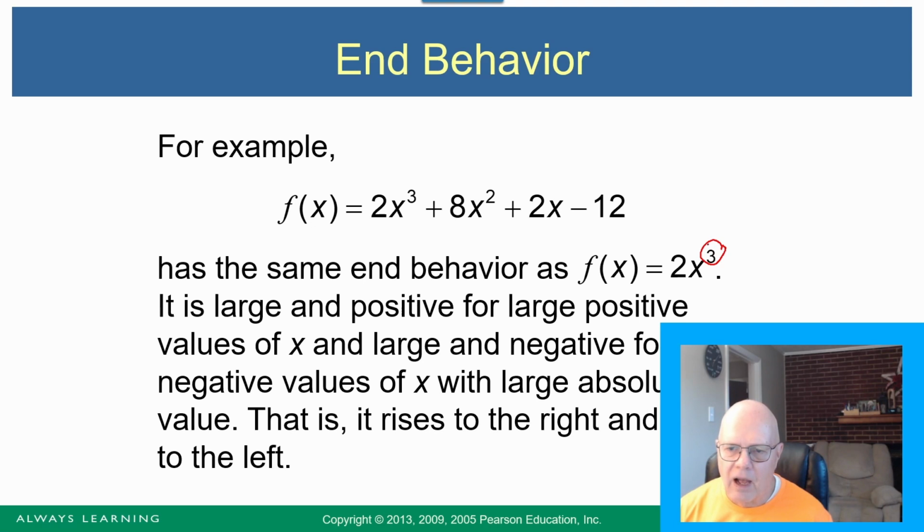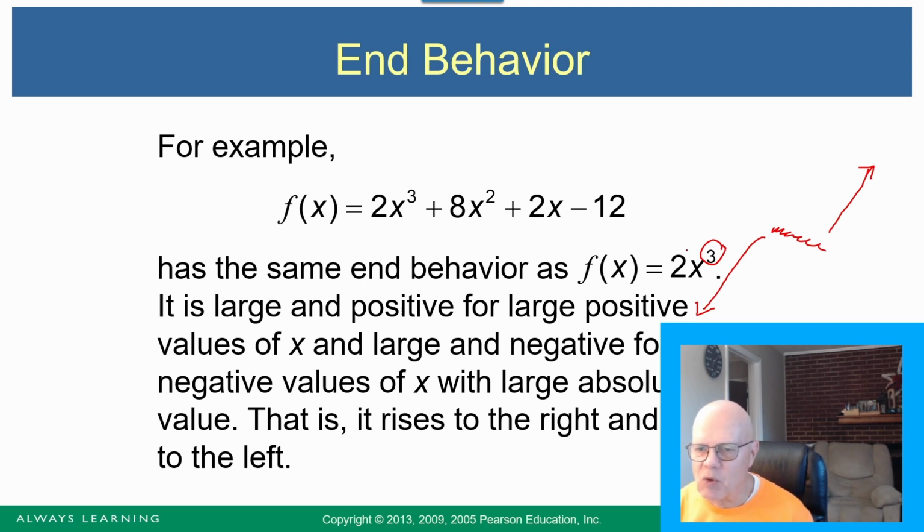If it's an odd one, then on this side it's going to look like this. On this side it's going to look like that. Now, there might be some strange things going on in the middle, but we're talking about just the end behavior. If it's an x squared, then it's either going to be like this or like that. And of course, this can be turned upside down too, but that's the basic look.